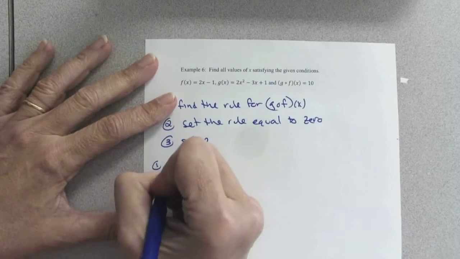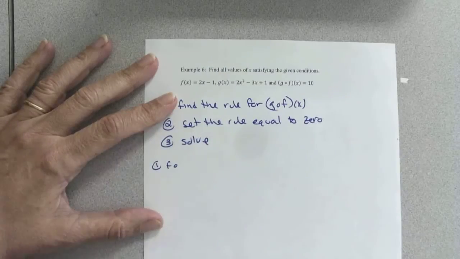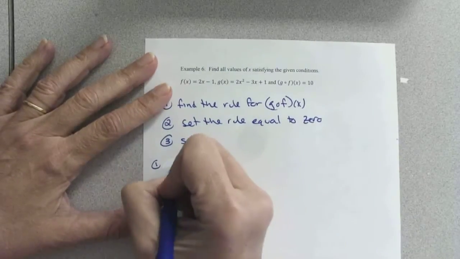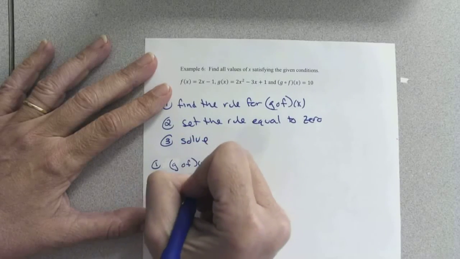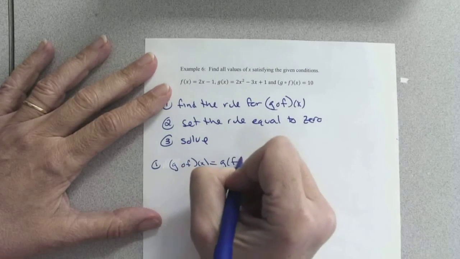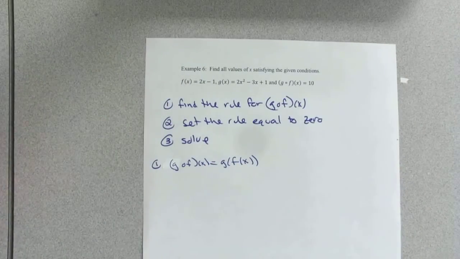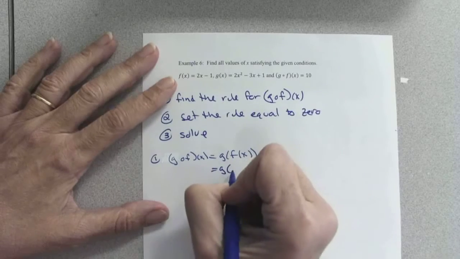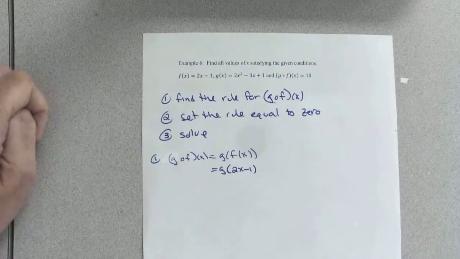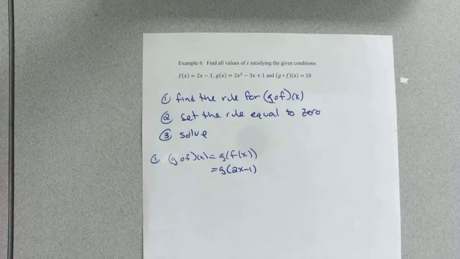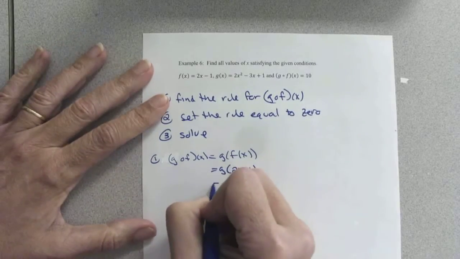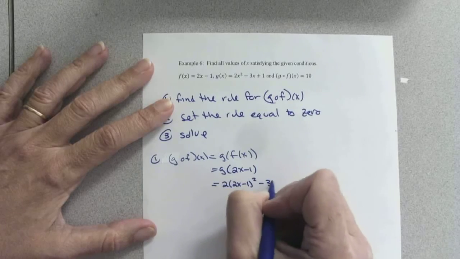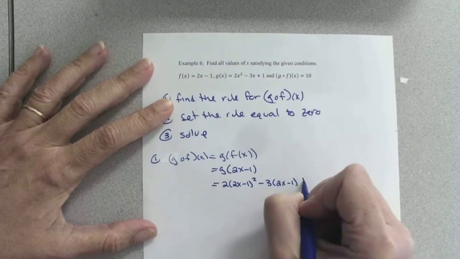So 1, f of g of x, or g of f of x, excuse me. Doing the same thing that we did before. Start on the ends, rewrite it. Go to the inside, replace the inside with its formula. In this case, f of x is 2x minus 1 with its rule. Then use g and replace all those x's with 2x minus 1.